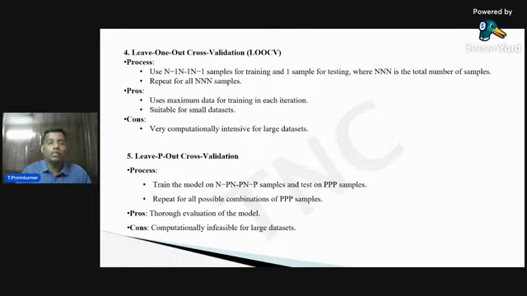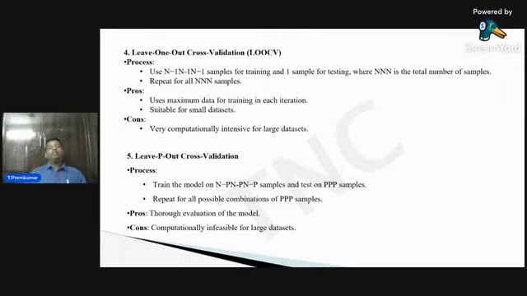The next cross validation is leave-one-out cross validation. Instead of K folds, we use n minus 1 samples for training and one sample for testing, where n is the total number of samples, and repeat for all n samples. The pros of leave-one-out cross validation are that it uses the maximum data for training in each iteration and is suitable for small data sets. The con is that it is very computationally intensive for large data sets.